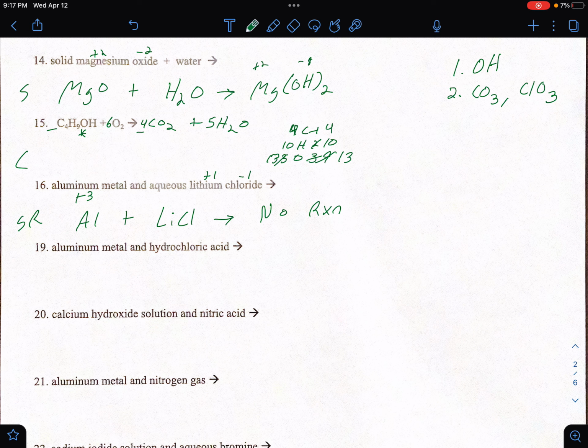All right, so number 19, aluminum metal and hydrochloric acid. Aluminum is a +3, and it's just aluminum, so Al.